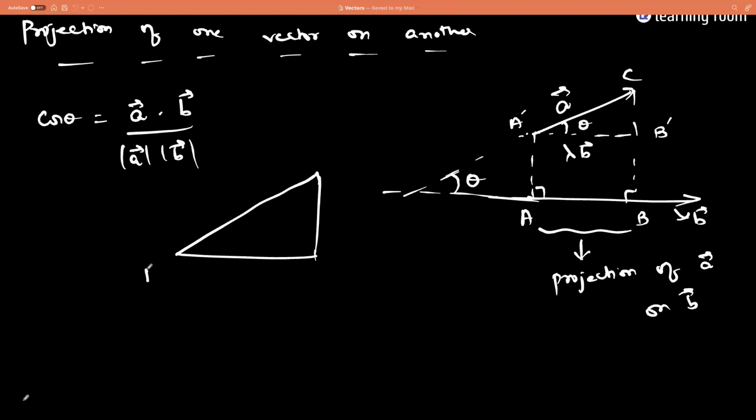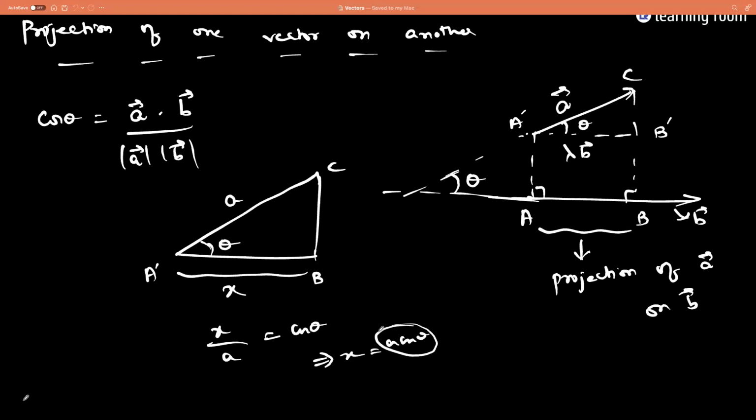So things are very simple. A dash, B dash, C. If I take a separate triangle like this, I'm taking this and putting it there. Please note the length on the A. If I take x divided by A, it is equal to how much? Cos theta. A cos theta means the length of this projection A dash B dash is actually the magnitude of A multiplied with cos of the angle between A and B. That's what I put it.